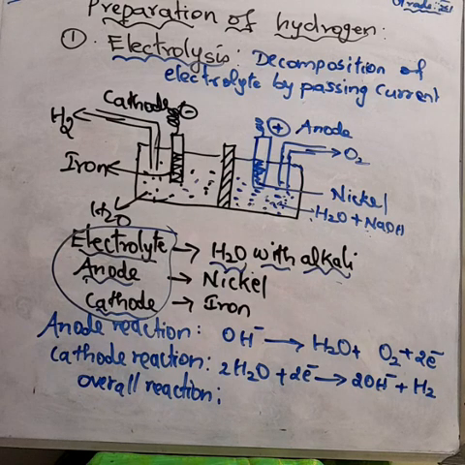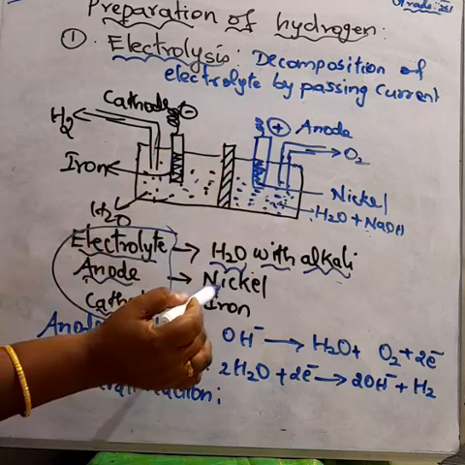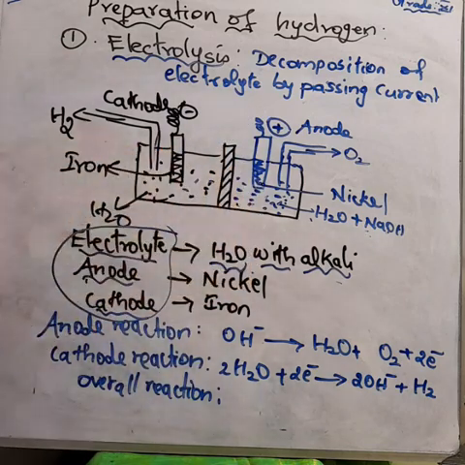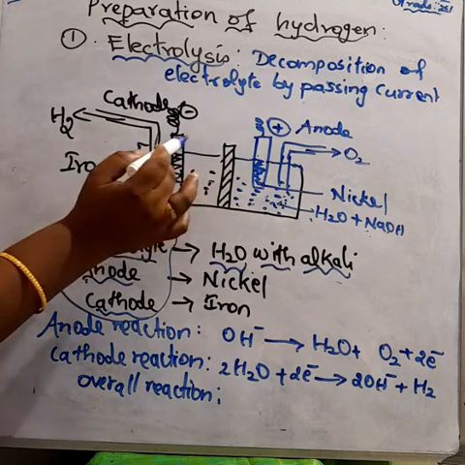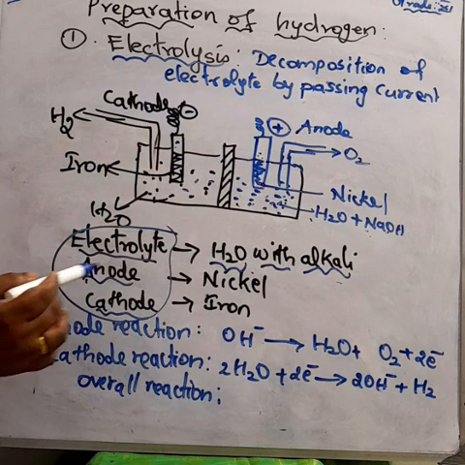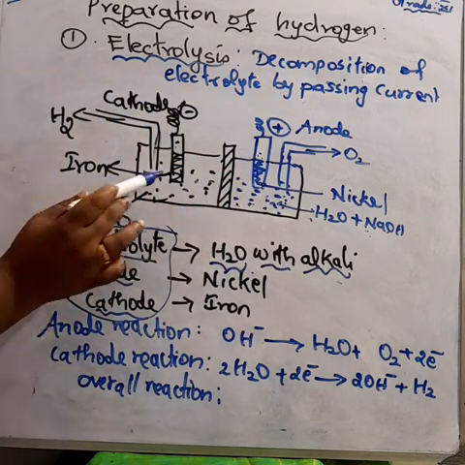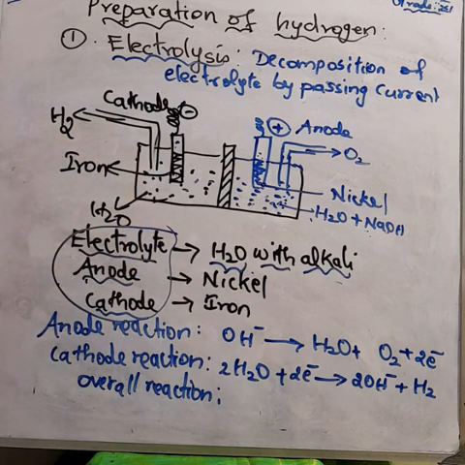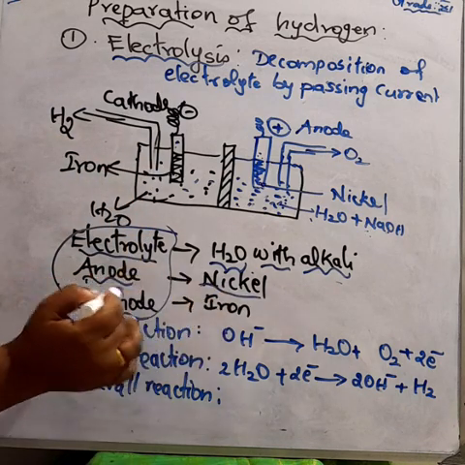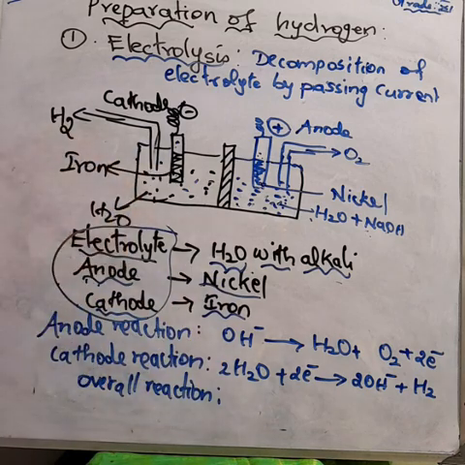Okay, and which one is the anode? Here we are taking nickel as the anode. What are the 2 electrodes? Anode and cathode. At the anode we are taking nickel. At the cathode we are taking iron. The nickel electrode is taken at the anode, and the iron electrode as the cathode.